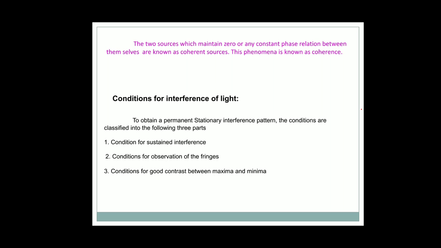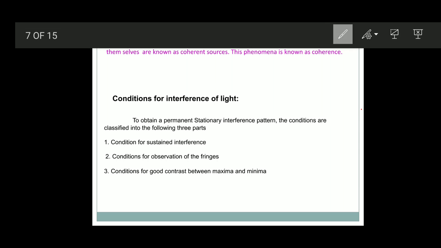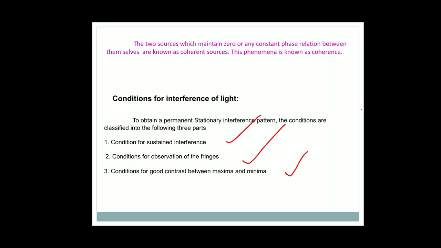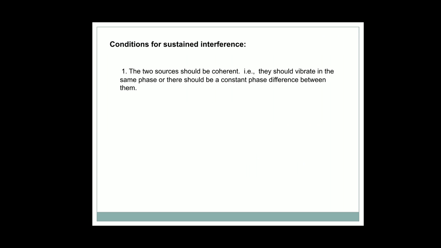So, to observe the interference pattern using light, the following conditions must be fulfilled. There are some conditions required to obtain a permanent stationary interference pattern. The conditions are classified into the following three parts. The first one is conditions for sustained interference. The second is conditions for observation of the fringes, and the third is conditions for good contrast between maxima and minima. It is nothing but some conditions to be fulfilled to observe the sustained interference. What are they? These are the conditions for a sustained interference pattern.